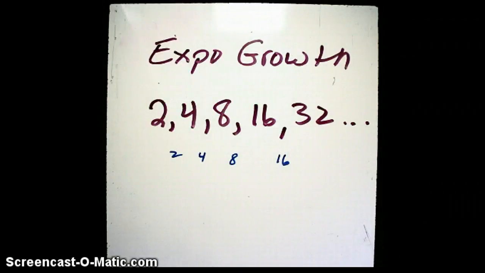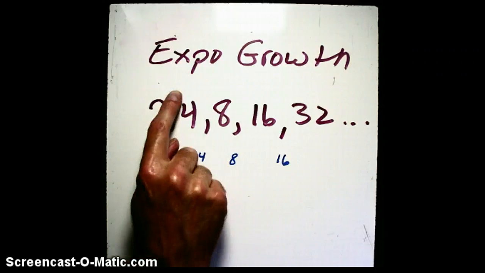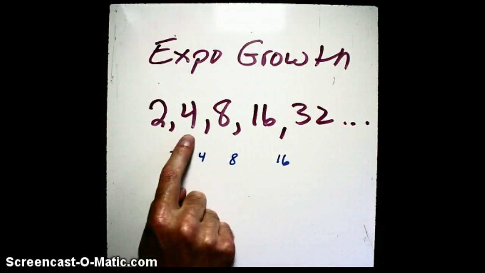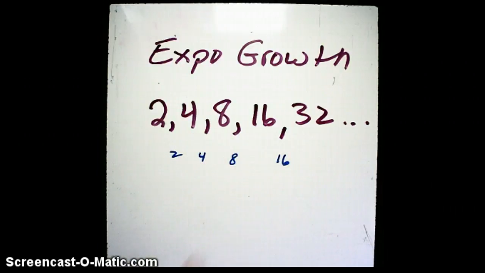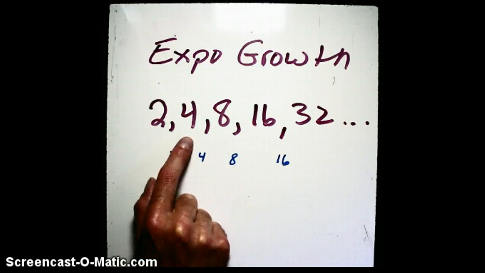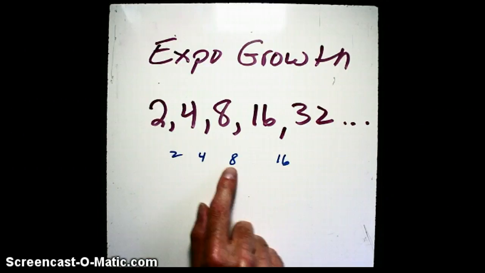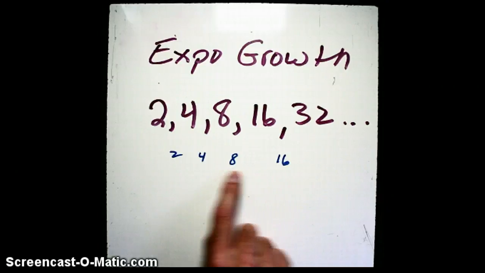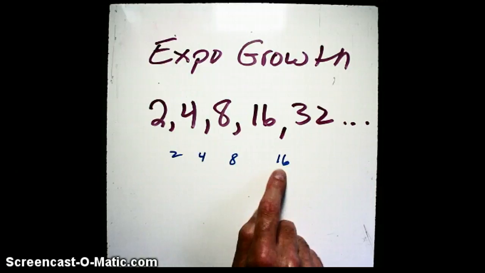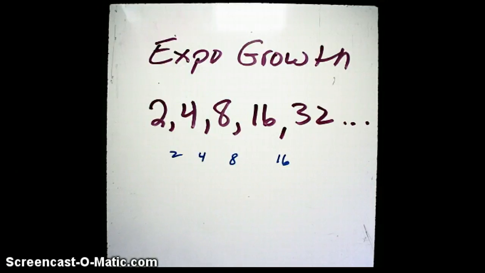All right, we are talking about exponential growth. Now, this is an example of exponential growth. I've got the numbers 2, 4, 8, 16, 32. Notice the numbers are increasing, but if I take the amount that's increasing here, between these two it's increasing by 2 and 4 and 8 and 16 and so forth. Notice that the amount that's increasing is increasing itself. Okay? So that's the idea of exponential growth.